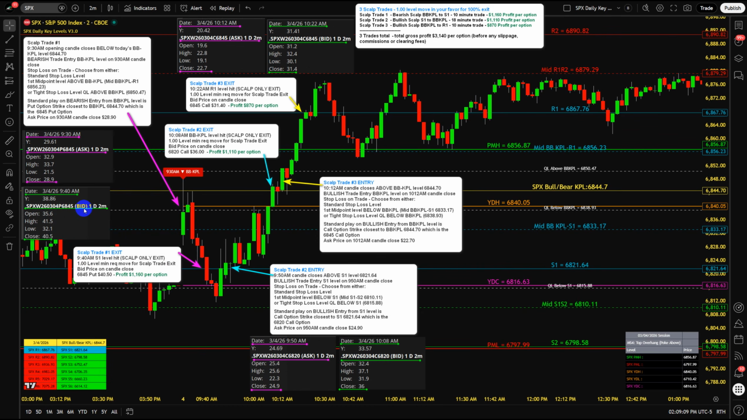Okay, so in this case at the 9:40, we have the bid price on the candle close here. So the bid on this 9:40 a.m. candle close is $40.50. So that is a profit of $1,160 per option on the scalp trade.